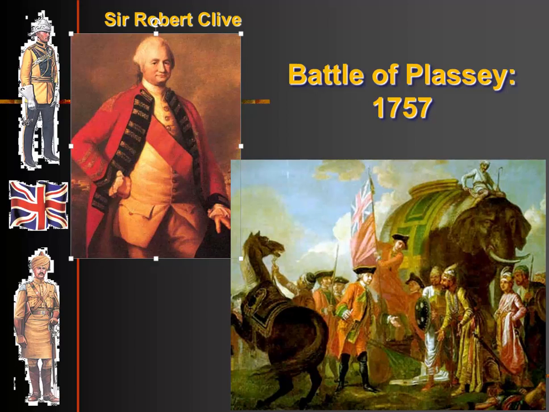The Nawab also had spies in Clive's ranks and amongst the sepoys, but Clive found out who they were. He paid them even more money, and he got them on his side.